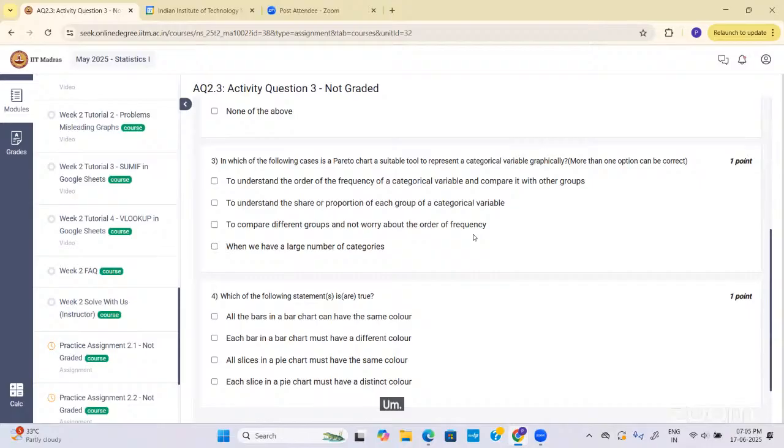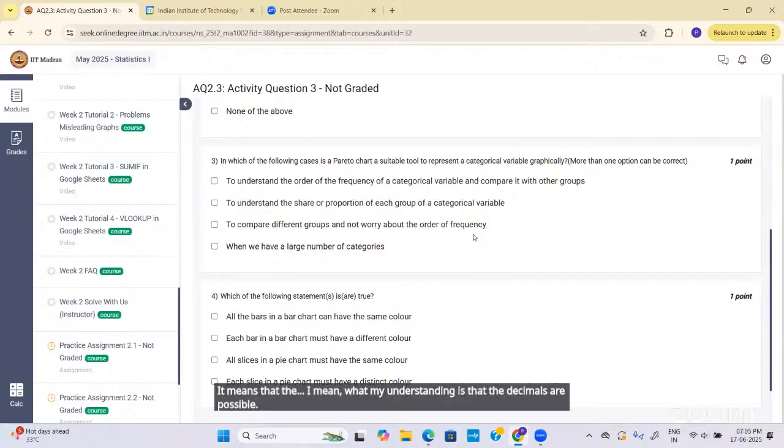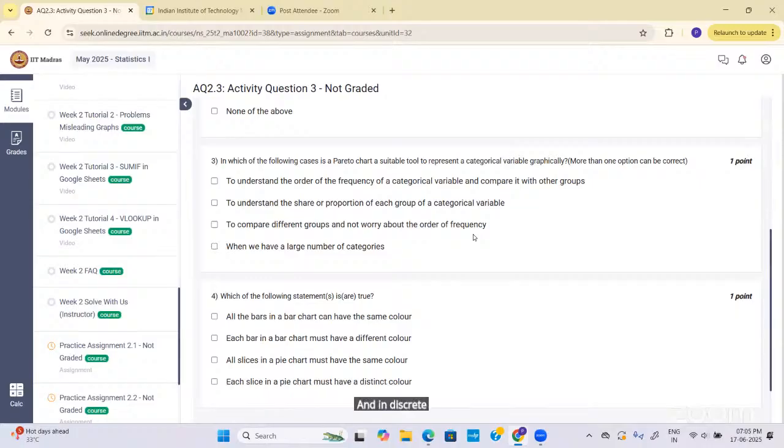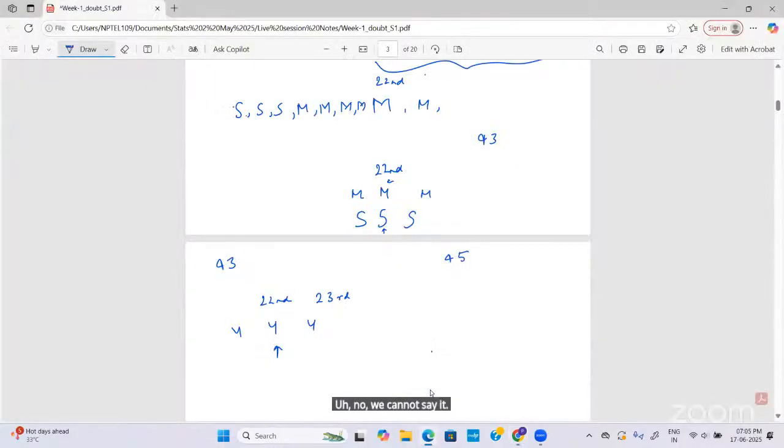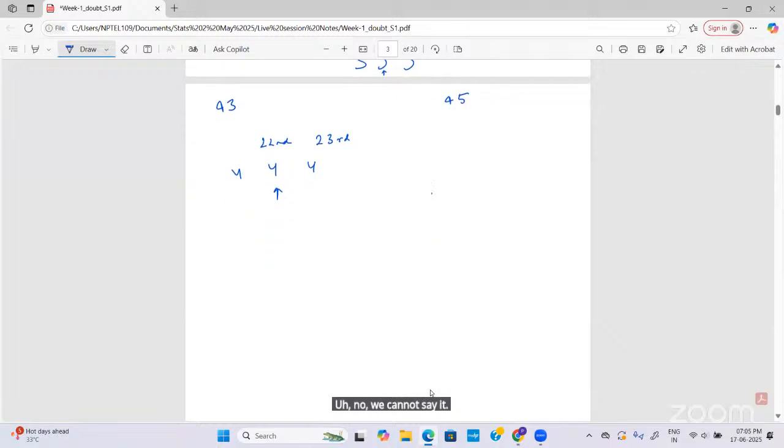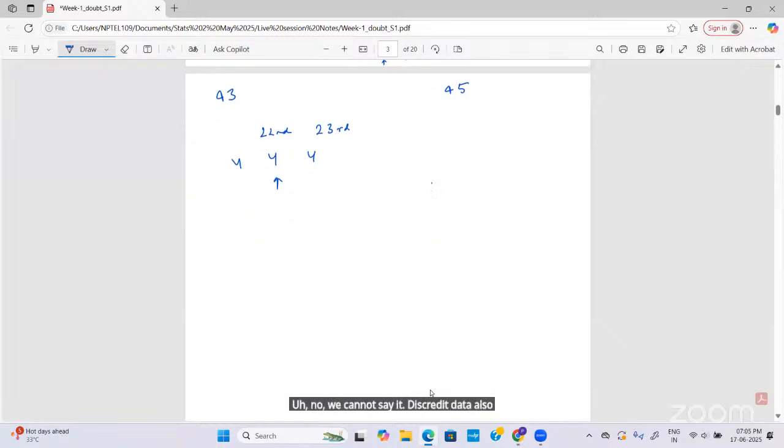Ma'am, just to clarify, wherever any question asks about continuous data, my understanding is that decimals are possible, and in discrete data, decimals are not possible. We just do the normal counting. Is that okay? No, we cannot say it. Discrete data can also contain decimals.